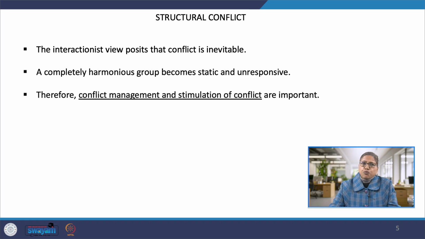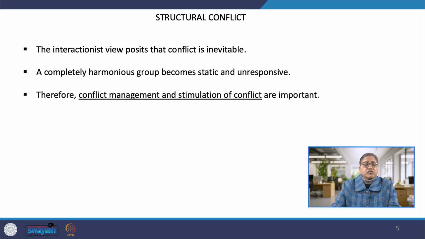The interactionist view posits that conflict is inevitable, it is necessary for innovation, and it should be managed as functional or constructive rather than dysfunctional or destructive, which is detrimental to organizational performance. A completely harmonious group becomes static; groups which are in harmony with each other will never come up with innovative ideas, and they become almost static and not responsive. So, there is a need to have a moderate amount of conflict, and we have to manage it effectively.